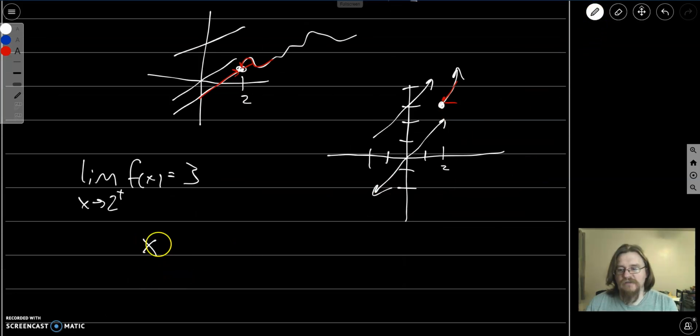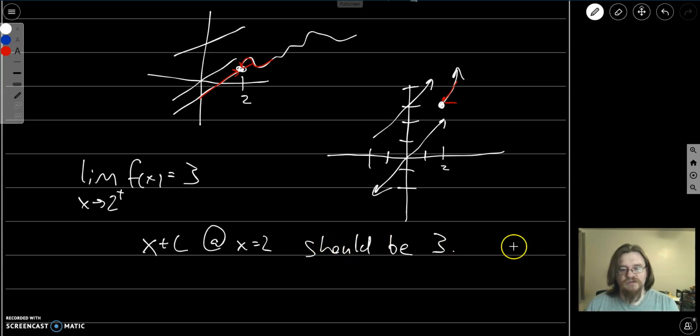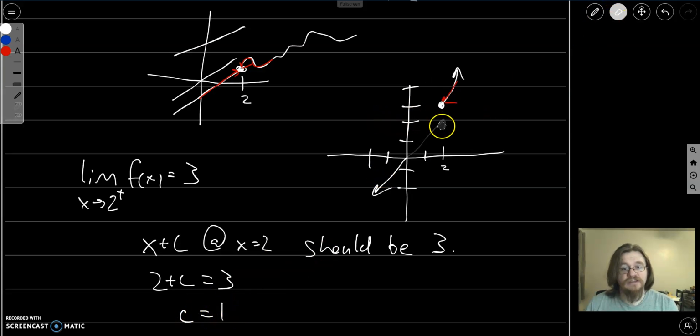So again, we have x plus c. When x is equal to 2, it should be 3, because we want this to match up right there. So if I plug a 2 into x plus c, I should get 3. And that means that c should be 1. So we can check this as well.